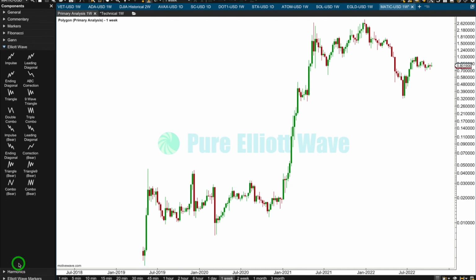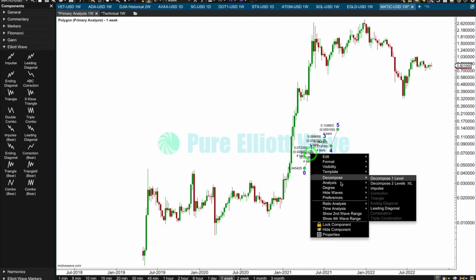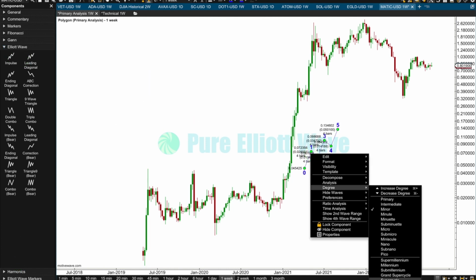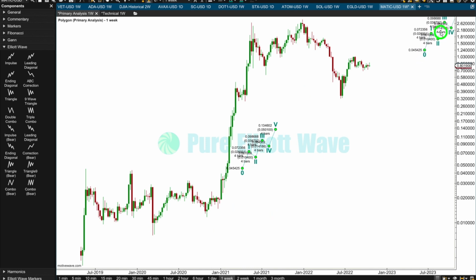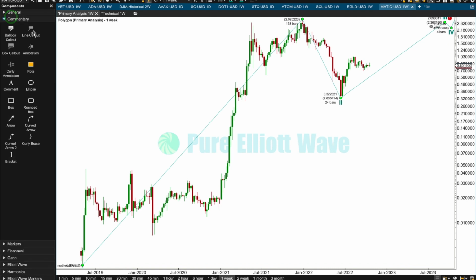I can see a 5 up complete here, that looks pretty good. First of all, let's get some cycle degree labels in here. I'm going to label this a possibly complete from the start here, 1 up here, and possibly 2 down here. First up, I'm going to calculate the percentage of 2. It's an 89% correction of cycle wave 1.